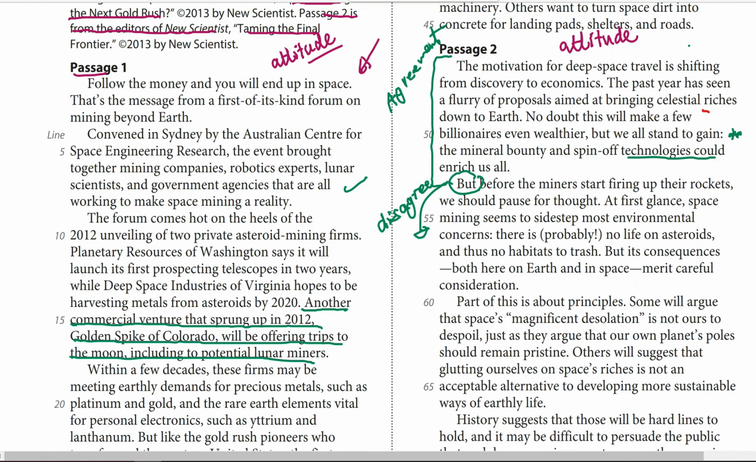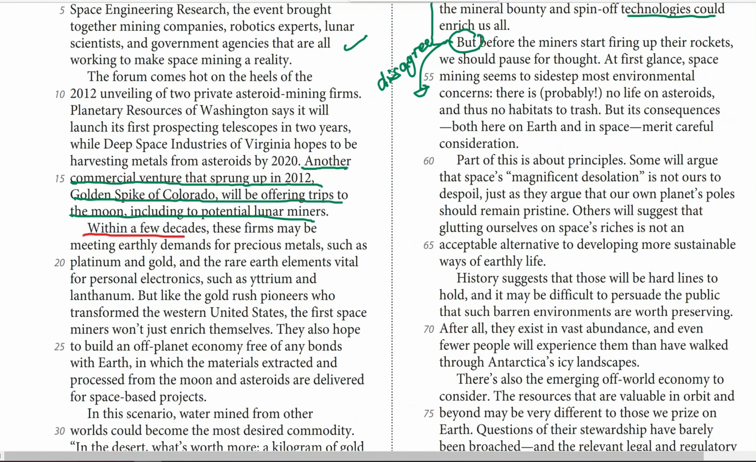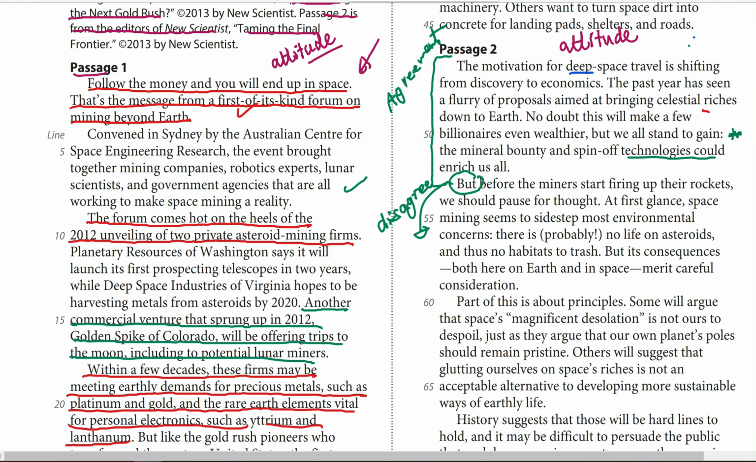Passage number 1: Follow the money and you will end up in space. The man told you that: follow the money and you will end up in space. That's the message from the first of its kind forum conference on mining beyond earth. He started talking about the conference. He said within a few decades these firms may be meeting early demands for precious metals such as platinum and gold and the rare earth elements vital for personal electronics. And he told you the motivation for deep space travel is shifting from discovery to economics, which has to do with this idea here.